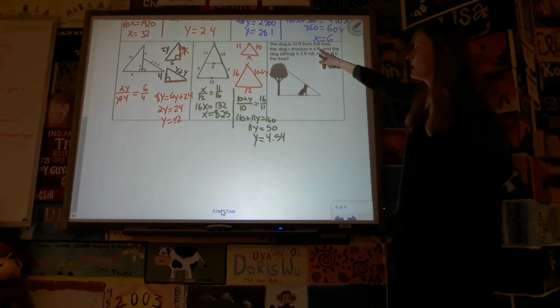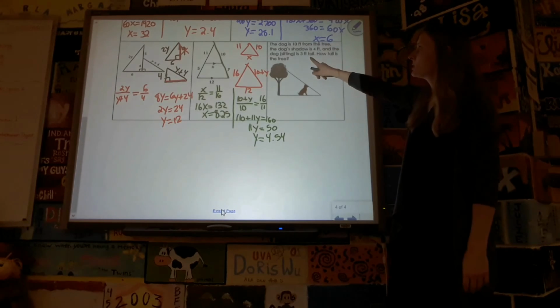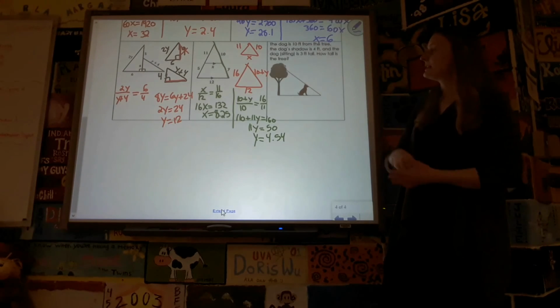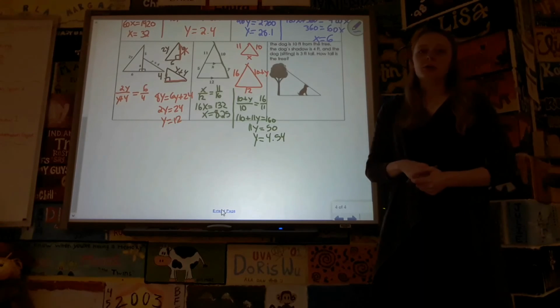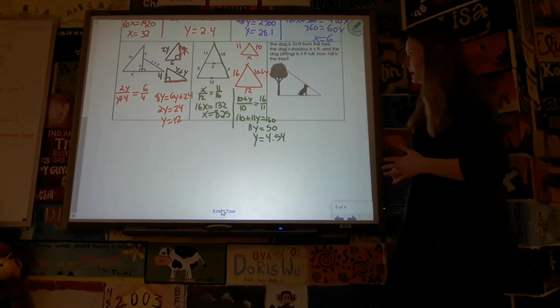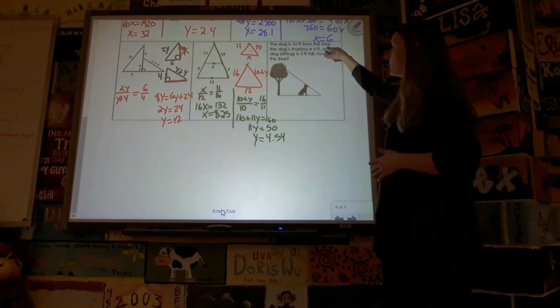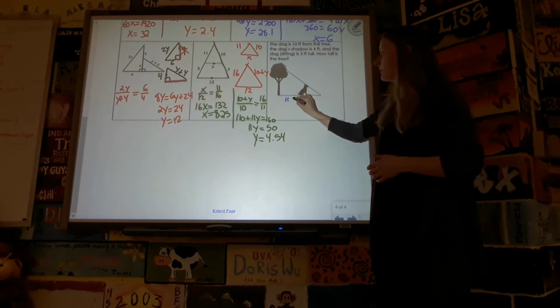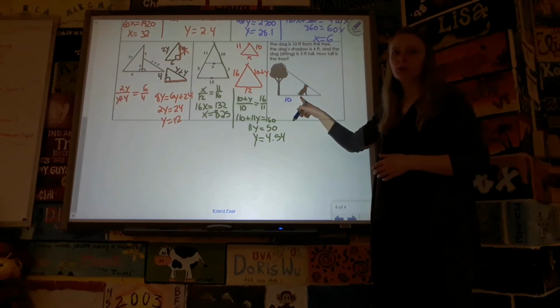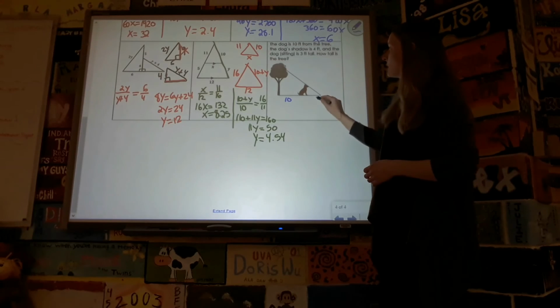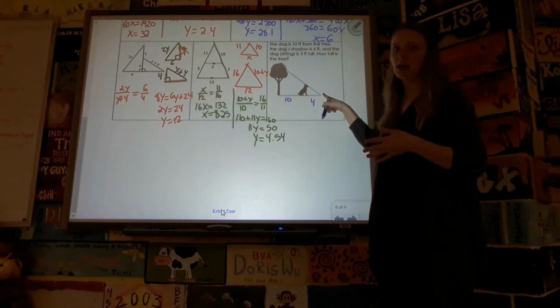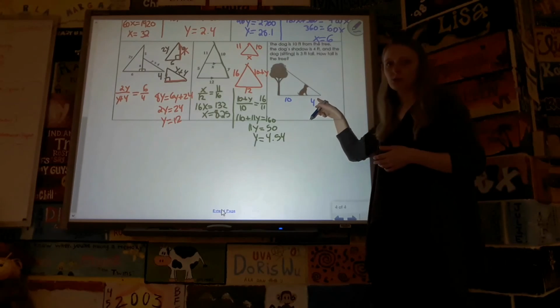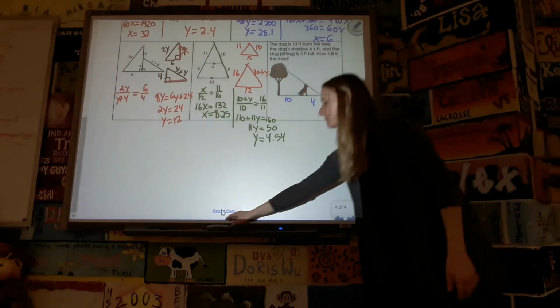So the dog is 10 feet from the tree. The dog's shadow is 4 feet, and the dog, while it's sitting, is 3 feet tall. I want to know how tall the tree is. So let's put all that information in. It says the dog is 10 feet from the tree. That's this right here. The distance from the tree to the dog is 10. Then it says that the dog's shadow is 4 feet. So from where the dog is sitting out to this point right here, which is where the shadow ends, that would be 4.